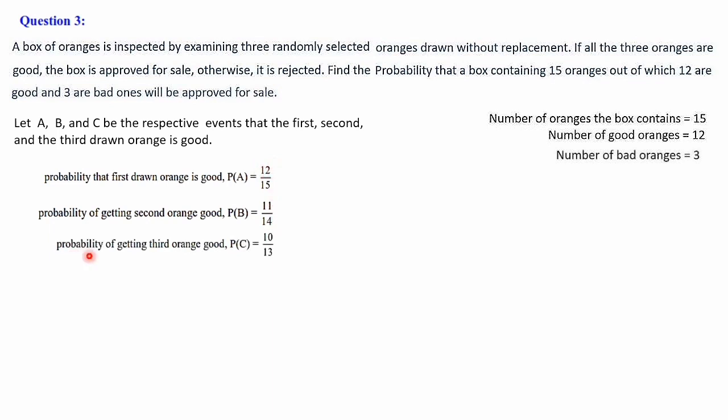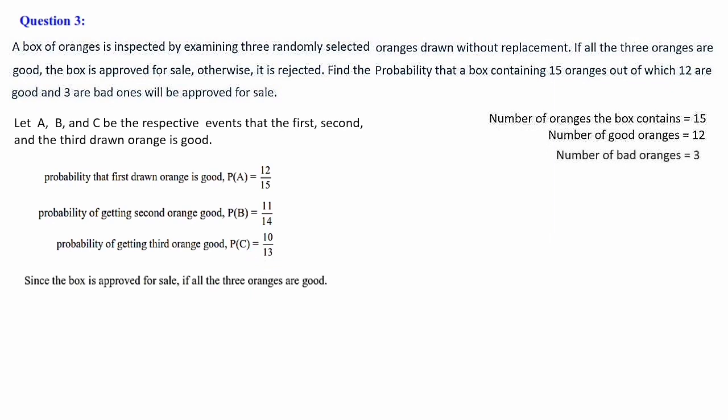Next is the probability of getting the third orange good, that is P of C. Already you have taken 2 oranges, the first good one and the second also a good one, so 2 numbers are reduced. Out of 12, now we are having 10 good ones. Out of 15 total oranges we have taken 2 and not replaced, so we have 13 balance. So P of C is 10 divided by 13.